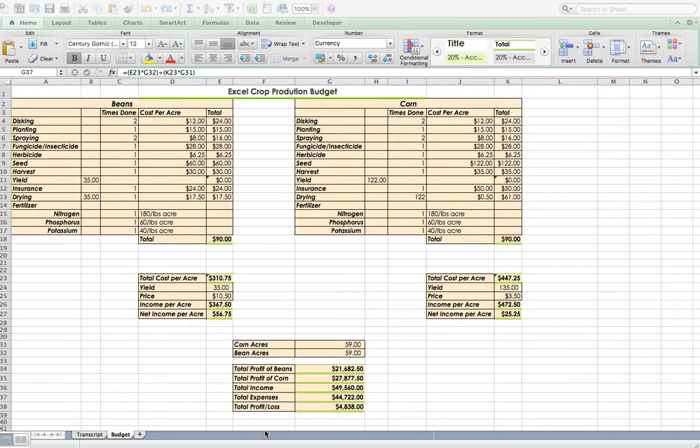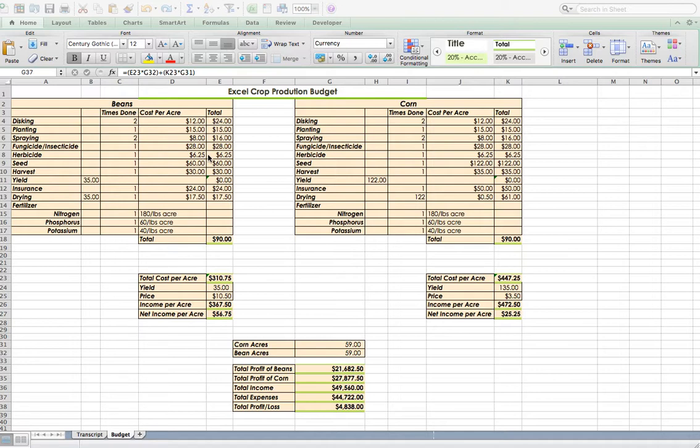Then we put in planting, which is $15. We spray twice in beans and corn to total $16 an acre for each. The fungicide insecticide costs $28 an acre. Herbicide is $625 an acre.